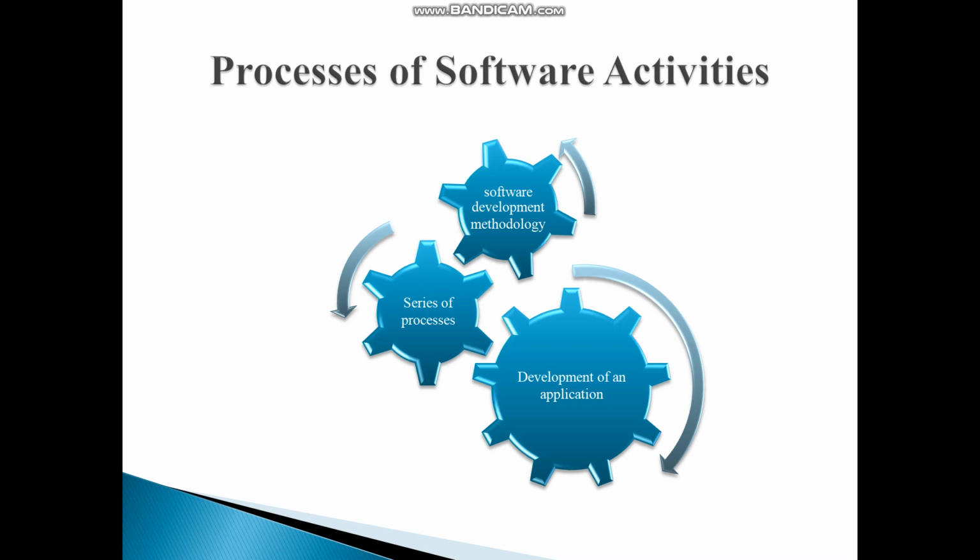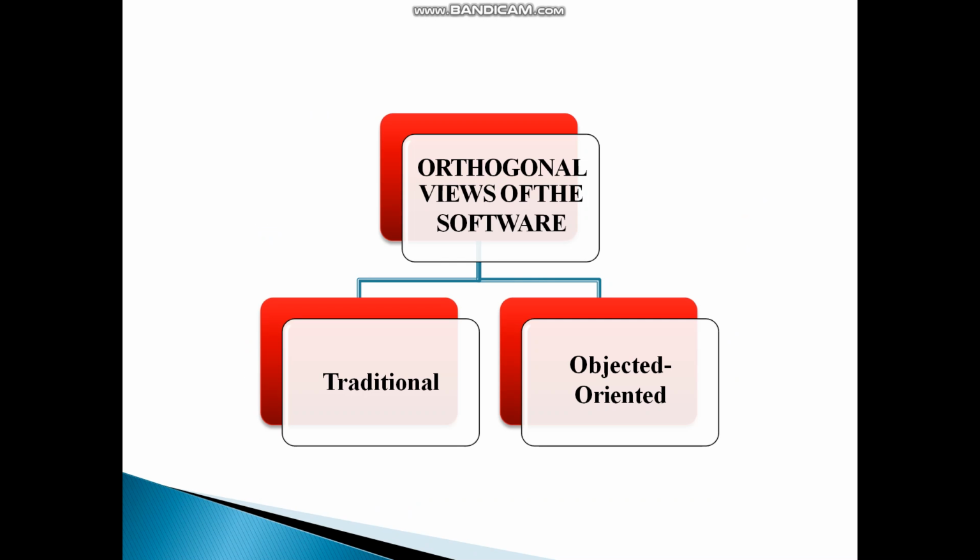There are processes of software activities. There are three processes. The first one is the software development methodology, the second is the series of processes, and the third one is the development of an application. It is called the processes of software activity. There are two types of approaches, or two types of views of the software. The first one is the traditional view and the second is the object-oriented view.